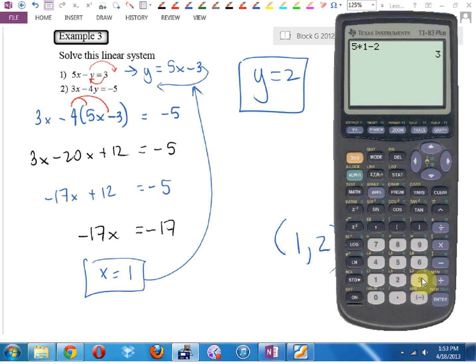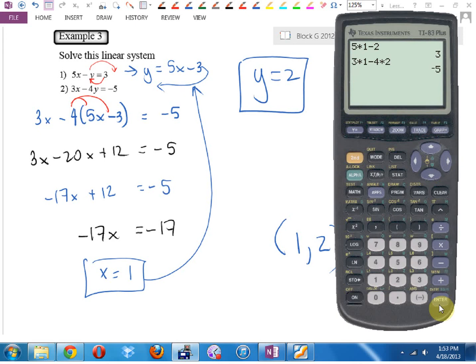Let's check the second one. 3 times 1 minus 4 times 2. What should that work out to? Does it? This is a test where you know you're right or wrong. Or you can finish the test, go back and start plugging in your answers. They have to work. Just be careful on your calculator.